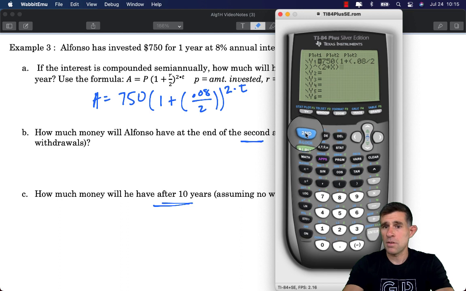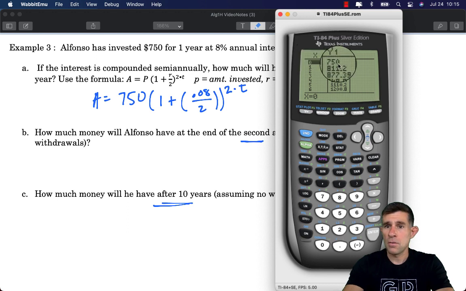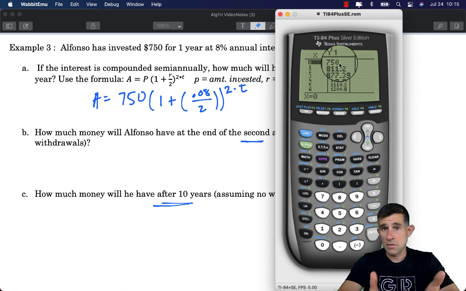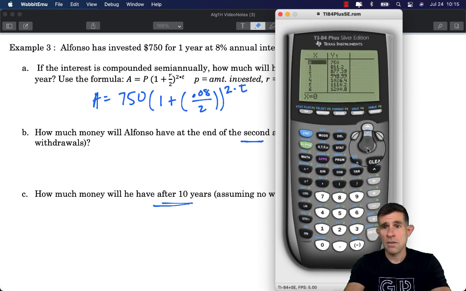All right, now I could go to the graph and look at the graph of that, but I'm not really interested in the graph. I'm more interested in the table. So we're going to press second function, table, and here we are starting at 0. Now 0 means the 0 year, so how long has the money been invested for? 0 years, it's worth $750. If I go down to my next line, that's when x is equal to 1. That's after 1 year of investment.